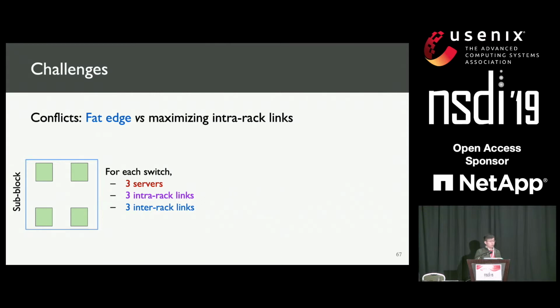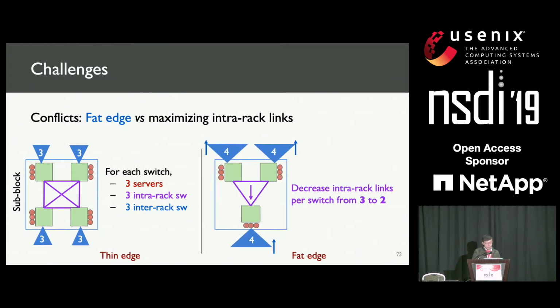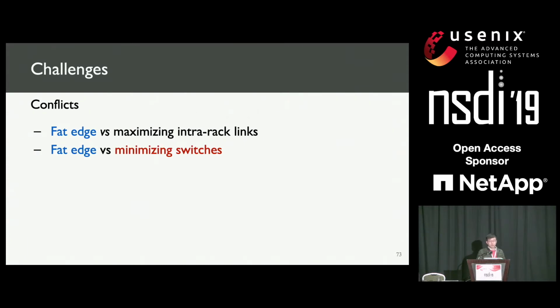So let's look at an example. This figure shows the sub-block in FatClique. Each switch connects to 3 servers, 3 intra-rack switches, and 3 inter-rack switches. By definition, it is a thin edge. However, to achieve a fat edge like this, we need to decrease the intra-rack links per switch from 3 to 2. So from this example, we can see that achieving a fat edge and maximizing intra-rack links conflict with each other. For a similar reason, achieving a fat edge conflicts with minimizing switch usage.